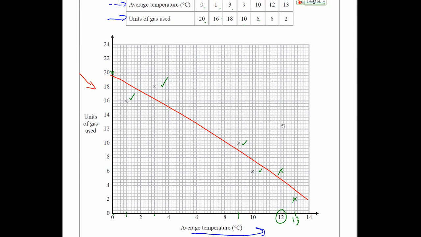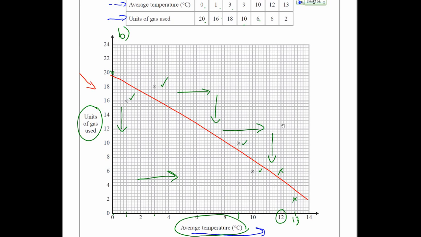Okay, you would use your ruler for this. That's my line of best fit. There's no one perfect answer for this. And part B, we've done part A. Part B wanted us to describe the relationship. Okay, so as the average temperature increases, the units of gas used goes down. Units of gas is going down, average temperature is going across. We always read from left to right on these.